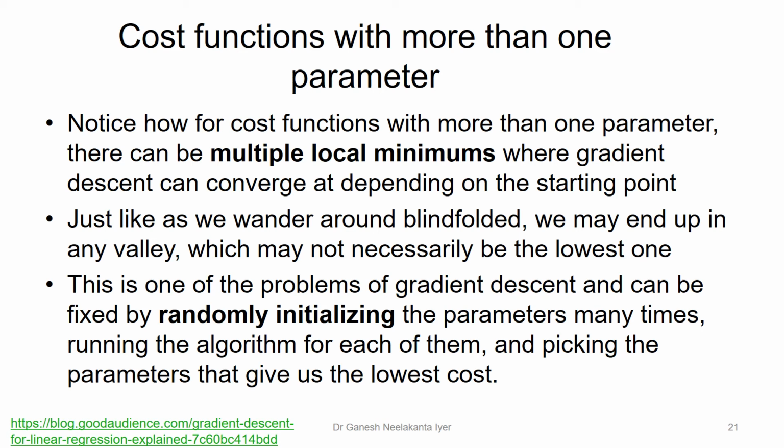So this is one of the problems of gradient descent. One way to fix that is by randomly initializing the parameters many times, running the algorithm for each of them, and picking the parameters that give us the lowest cost.